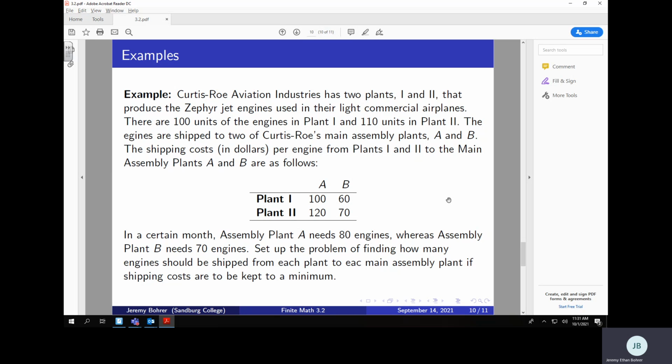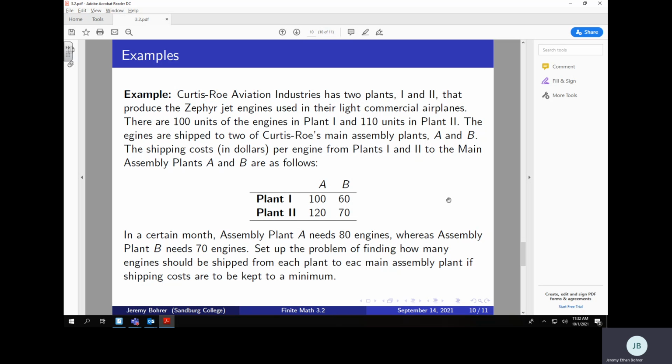The engines are shipped to two of Curtis Rowe's main assembly plants, A and B. The shipping cost in dollars per engine from plants 1 and 2 to the main assembly plants A and B are as follows. To ship from plant 1 to assembly plant A is $100. To ship from plant 1 to assembly plant B is $60. To ship from plant 2 to assembly plant A is $120. And from plant 2 to assembly plant B is $70.